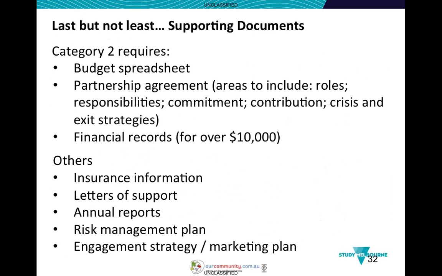Some other things that you can include: insurance information, letters of support are great, annual reports. You may also want to reinforce your capacity to deliver by providing a risk management plan and perhaps any engagement strategies or marketing plans that you have that is specifically relevant to the activity you're delivering. Just remember, with supporting documents, they need to be clearly labelled and cross-referenced with your application form.